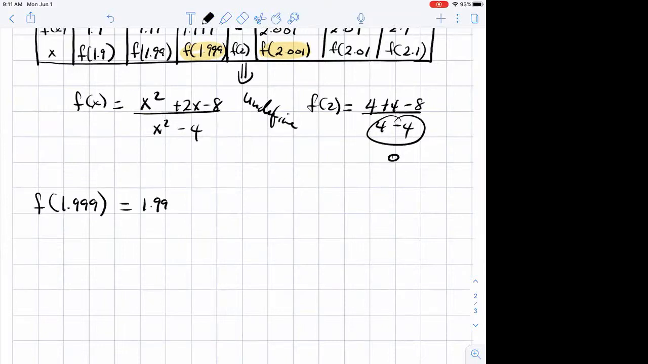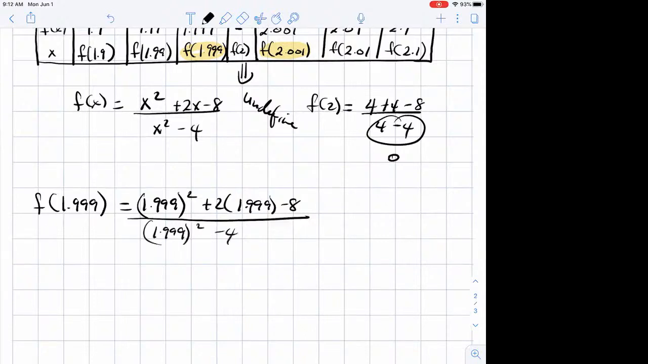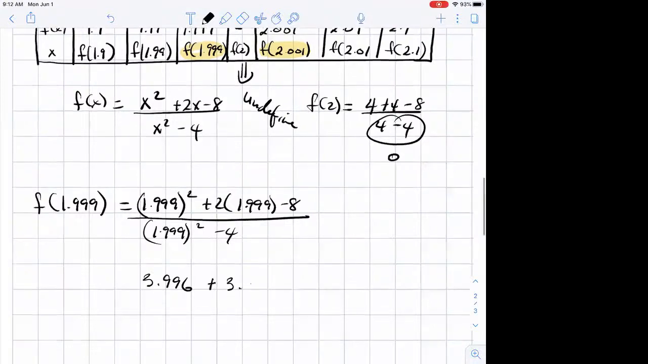Well, it's going to be 1.999 squared plus 2 times 1.999 minus 8 over 1.999 squared minus 4. Well, I happen to have my graph in the calculator, so let's plug in those values. Okay, so 1.999 squared is approximately 3.996 plus 2 times 1.999. This is approximately 3.998 minus 8 over 3.996 minus 4.